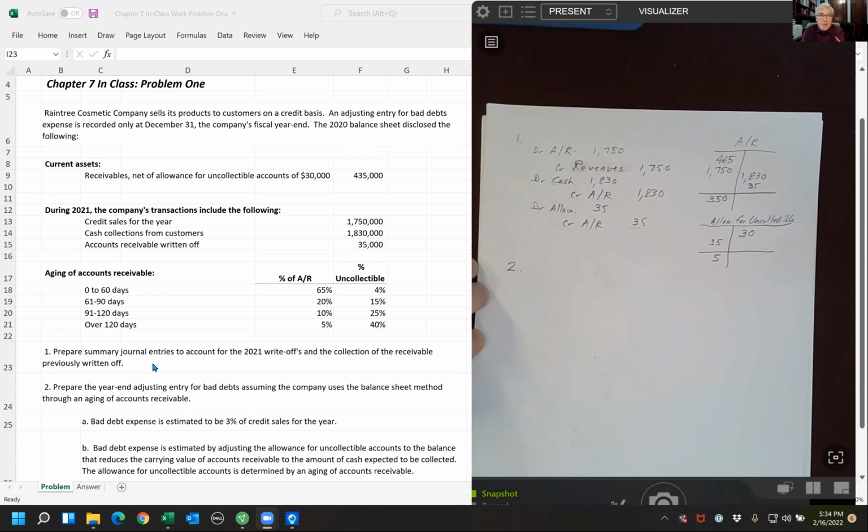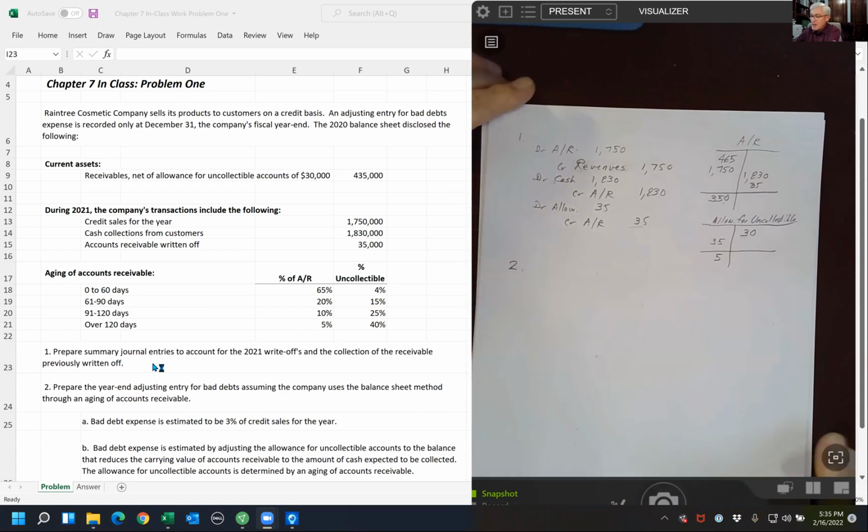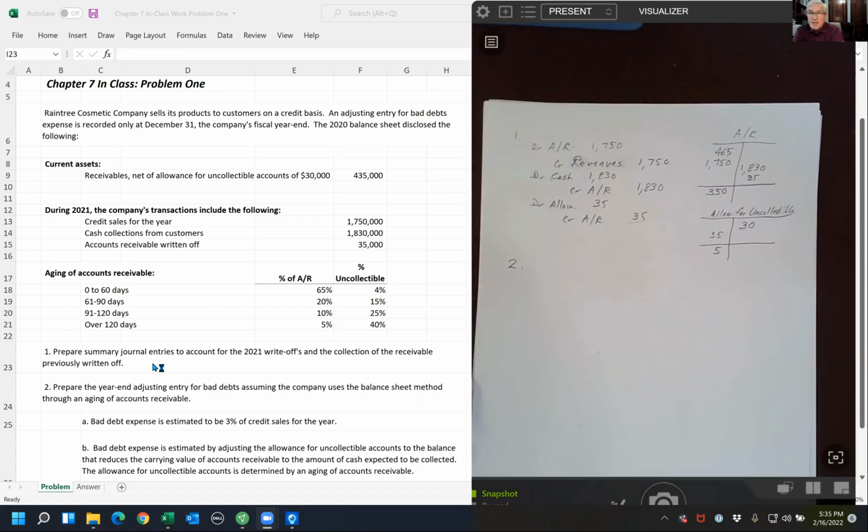This is not the preferred method. In fact, it used to be an allowed method, but the FASB has come back with the requirement that you now need to examine your receivable accounts and your notes receivable accounts to see what can be collected. And so you're required to use the balance sheet method.